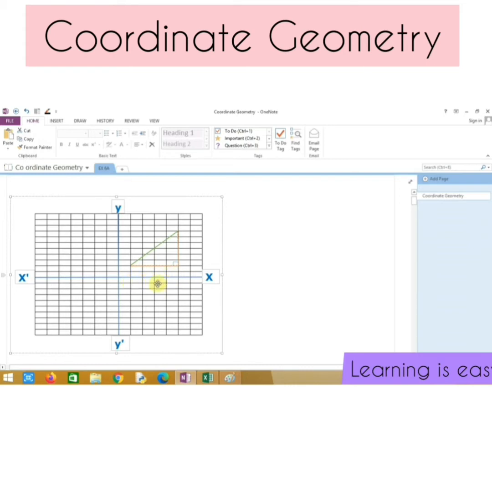So x1 and x2 are on the x-axis. So the distance between A and C is x2 minus x1, and same way the distance between B and C is y2 minus y1.